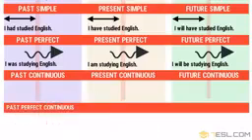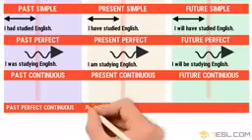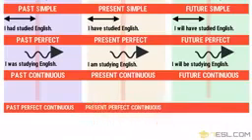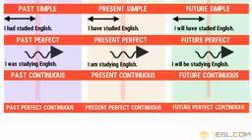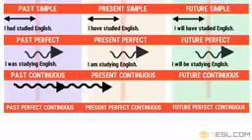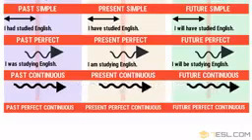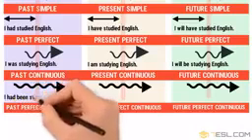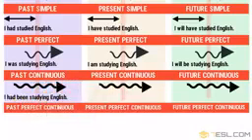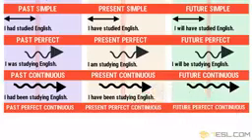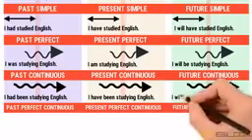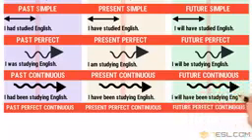Past perfect continuous, present perfect continuous, future perfect continuous. I had been studying English. I have been studying English. I will have been studying English.